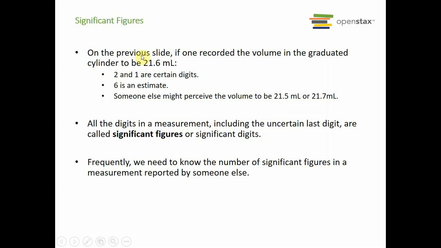On the previous slide, if one recorded the volume in the graduated cylinder to be 21.6 milliliters, 2 and 1 are certain digits, 6 is an estimate. Someone else might perceive the volume to be 21.5 or 21.7 milliliters. All the digits in a measurement, including the uncertain last digit, are called significant figures or significant digits. Frequently, we need to know the number of significant figures in a measurement reported by someone else.